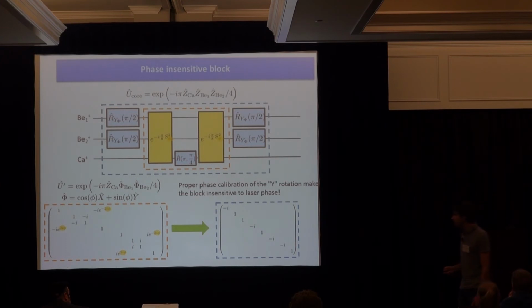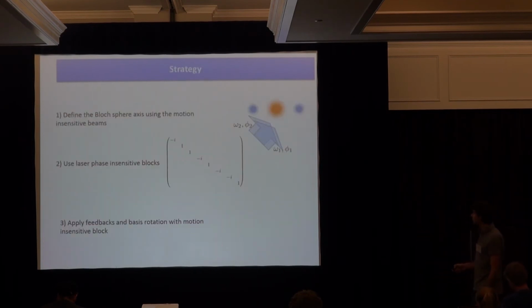So what's the strategy here? Well, the strategy is that now I can even potentially reset the phase of the laser here and calibrate this as a small block, and then just use it whenever I want, right? And if I want to do any rotation of this operator, I can just use my motion insensitive beam configuration to do the rotation. So maybe it sounds a bit vague. Let me try to give you an example.